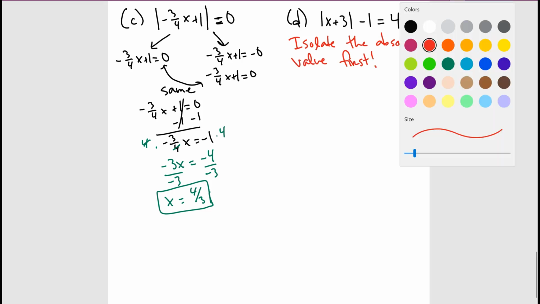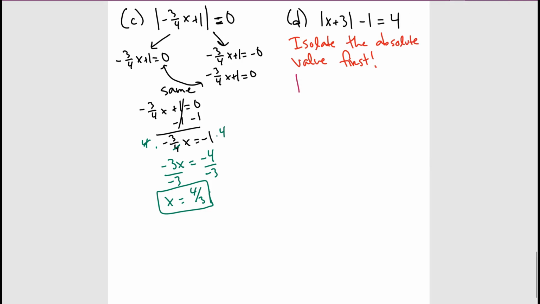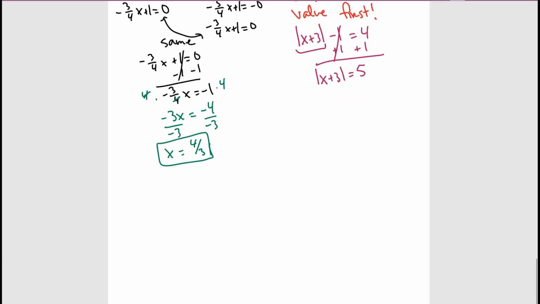So right now what we have is the absolute value of x plus 3 minus 1 equals 4. So right now this thing is not by itself. I got to add this 1 first. So that goes away. So I have the absolute value of x plus 3 is equal to 5. Now I can separate it because the absolute value is by itself. So this is going to be x plus 3 equals 5, and x plus 3 equals -5.